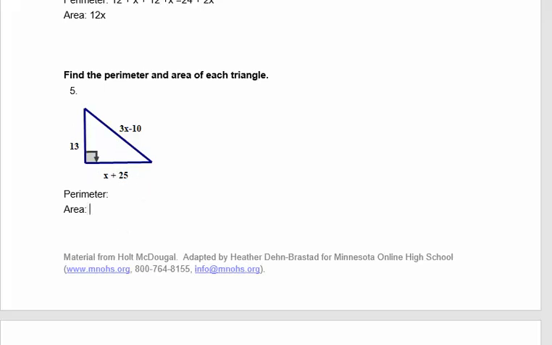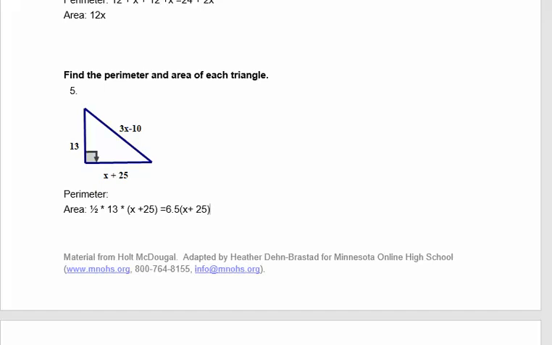So for the area, I'm going to take 1/2 of 13 times X plus 25. Now you can't simplify this very much. You could take 1/2 of 13 and get half of 13 is 6.5 times X plus 25.